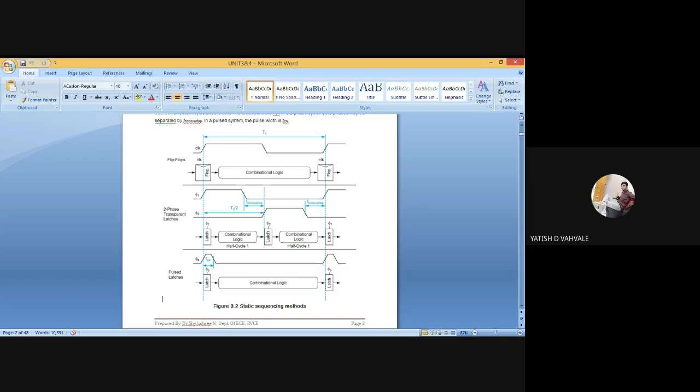Yes, ma'am. At any given time, one clock should be low, another clock should be opaque or high. Why is it like that? Opaque or transparent or high. Why is it like that?